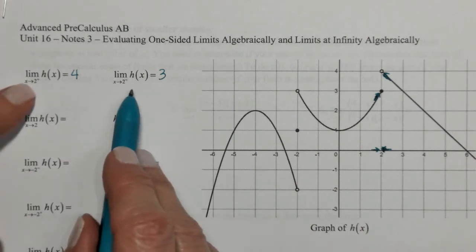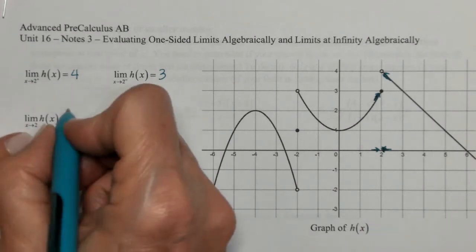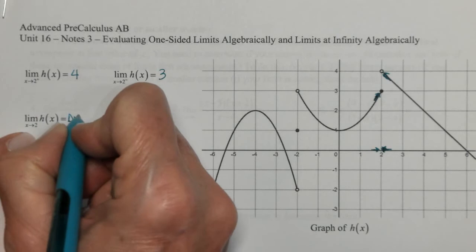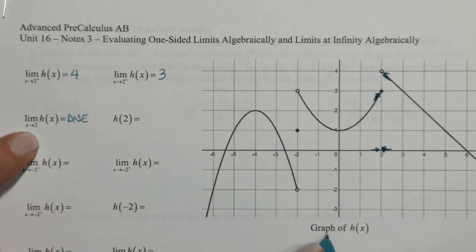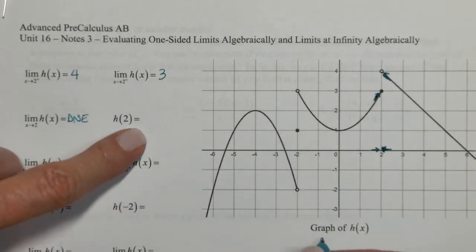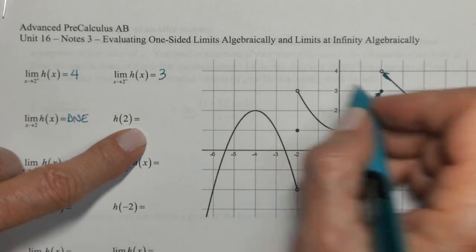Since these are not the same, this limit does not exist, DNE. What is the function value at 2? The function value at 2 is 3.